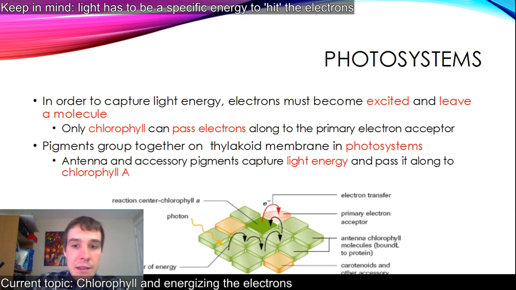So, that's a photosystem. It's got an antenna and a reaction center. The antenna grabs energy and passes it down to the reaction center. Once the energy is the right level, the electron hops.